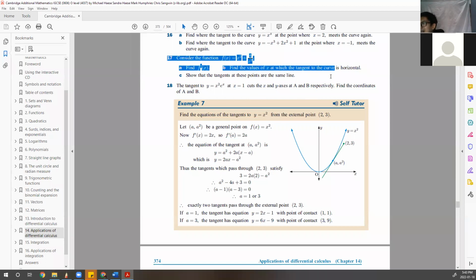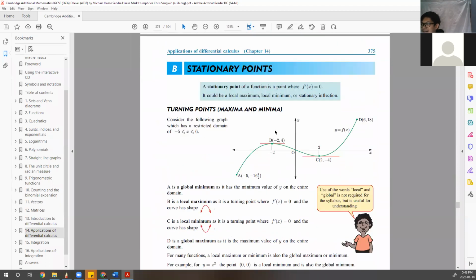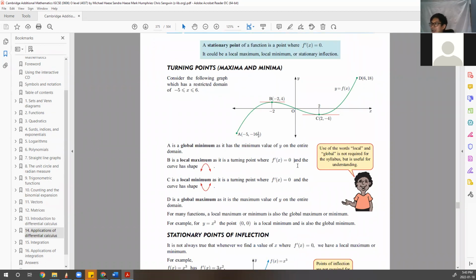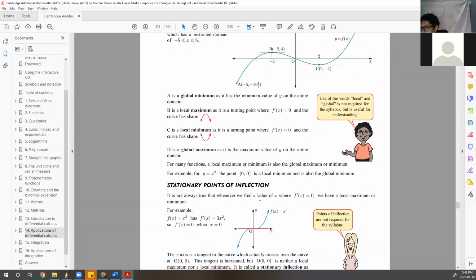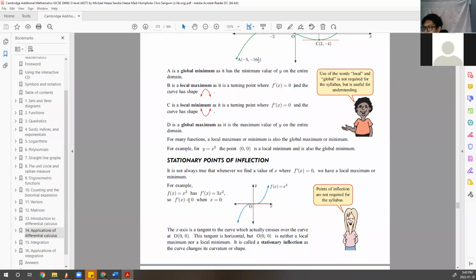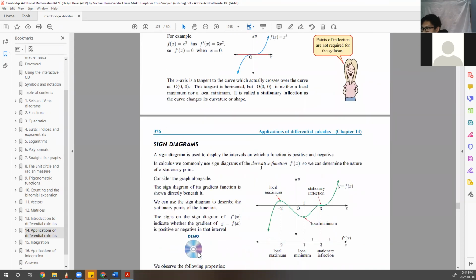And this is the preface, or the introduction, to the next part. Stationary points give the same features. For a local maximum, f'(x) equals 0, or the gradient equals 0. I don't think it's too hard. And a stationary point of inflection means the gradient, f'(x), is also 0 when x equals 0. Why is it called inflection? Because when it is positive, the gradient is again positive.